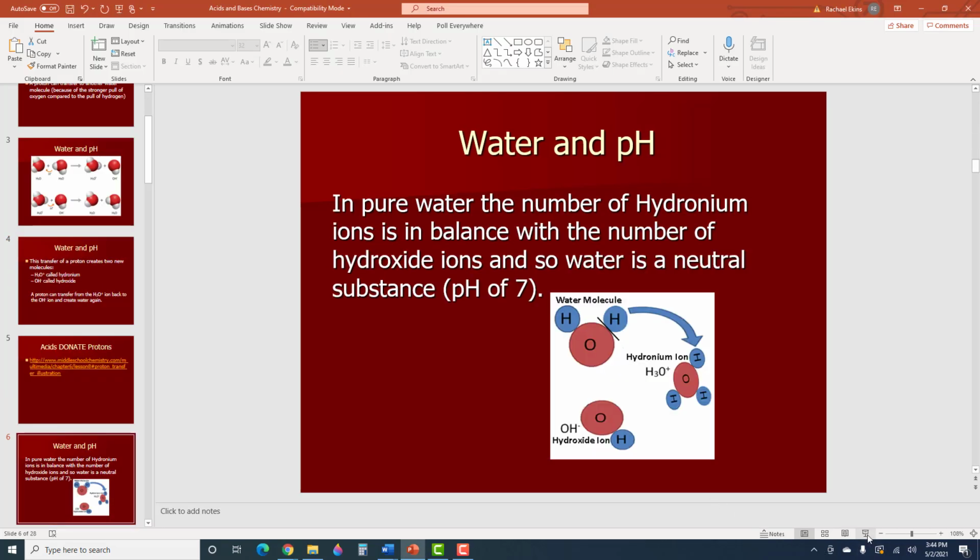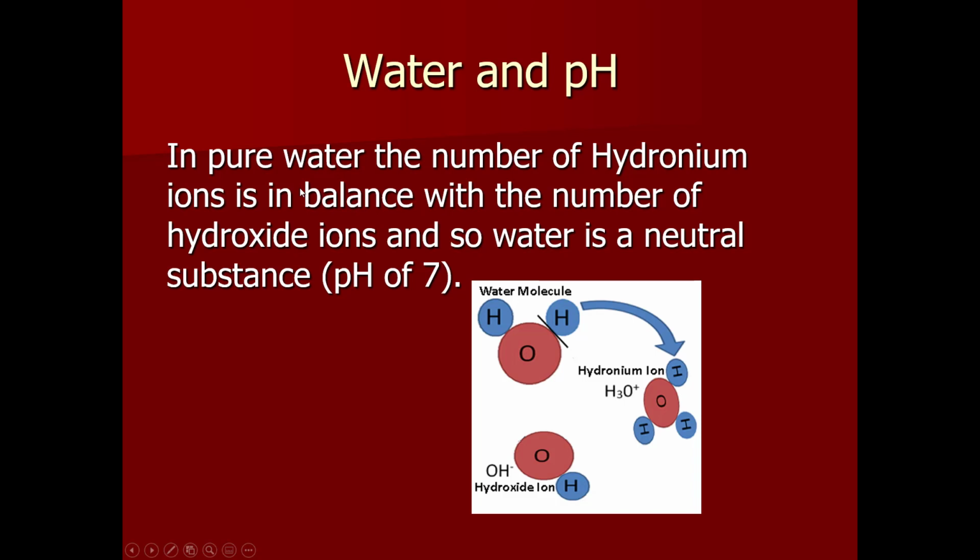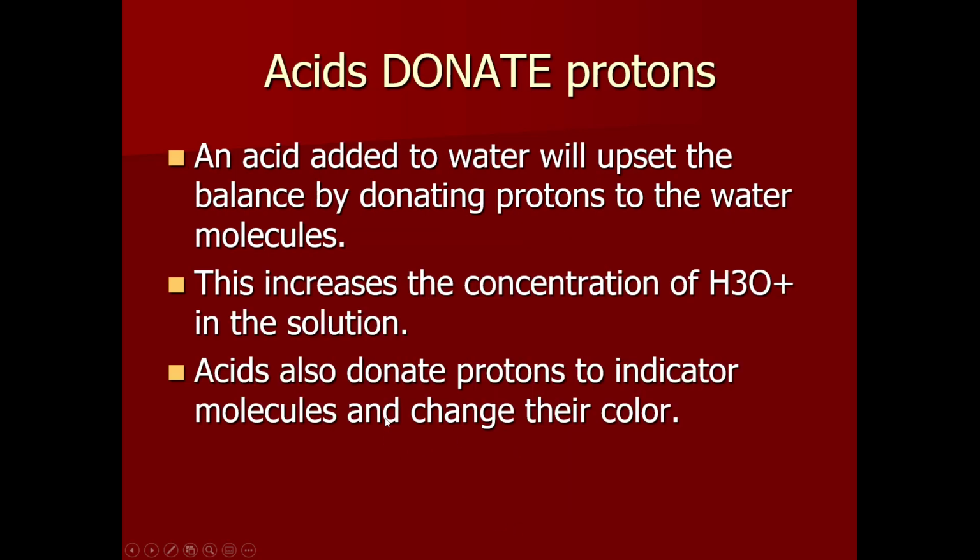So what does that have to do with acids and bases? Well, in pure water, the number of hydronium ions is in balance with the number of hydroxide ions. So even though you're making acid and base, hydronium being acid and hydroxide being base, overall the pH is 7 because you have equal amounts of acid as you have base.